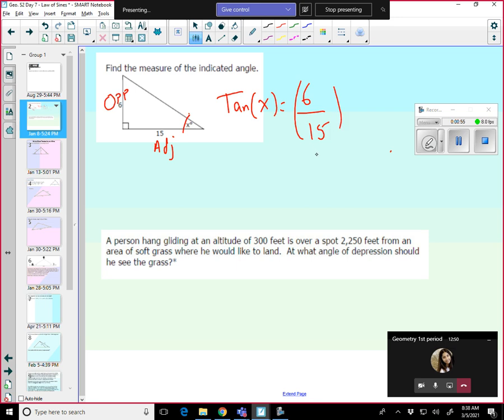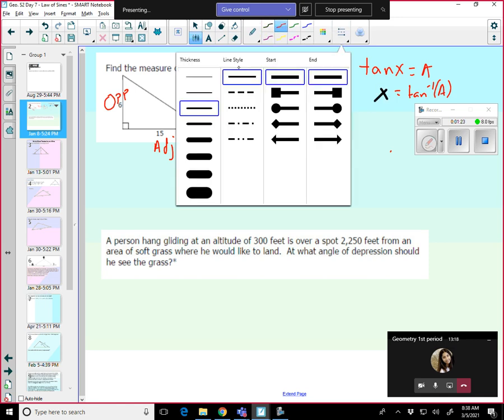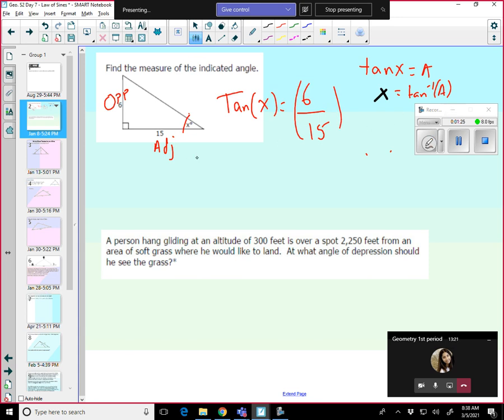From the inverse trigonometric function, whenever we have tan x equals a, I can say that x equals tan inverse of a. This is from our inverse trigonometric function. Now we can find x, that is going to be tan inverse of 6 over 15.